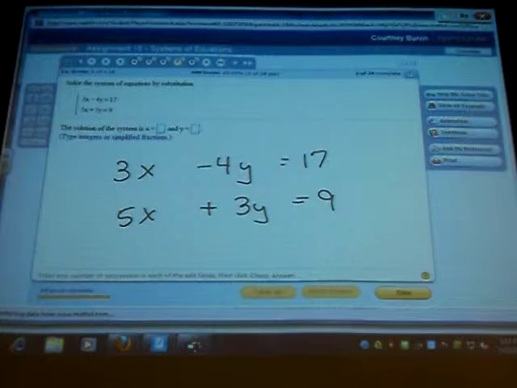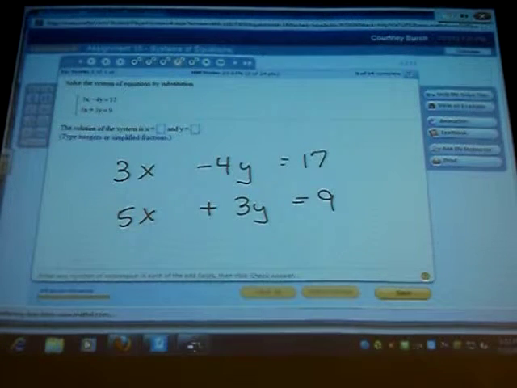So you can really try to eliminate x or y. It really doesn't matter. I would probably go for y here because they already have the opposite signs. I don't have to worry about my signs, I can just worry about the numbers. So what I want to do is turn negative 4 and positive 3 into the same number.